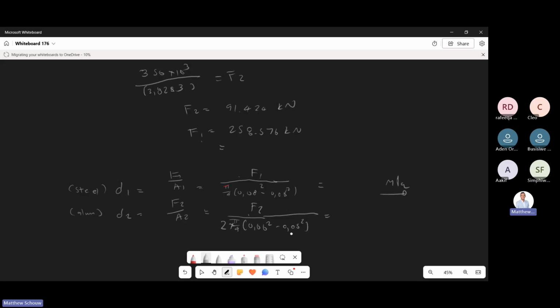And this is going to be 0.08 squared minus 0.06 squared. And you should get 117.583. There we go. And I want to say something about that. And then the other one, using the correct forces, is 91.424. Anyway, that stress should be 52.912 megapascals. Okay. Are we all on the same page? That should be that. That's the correct answers.